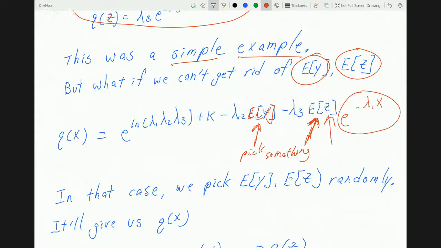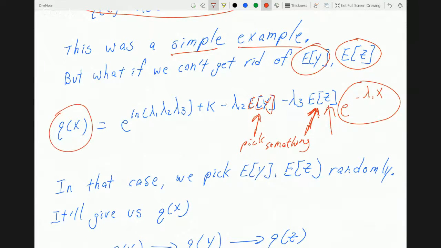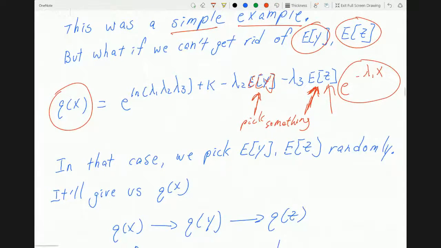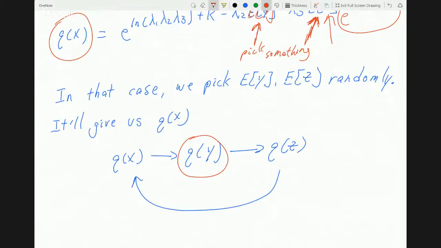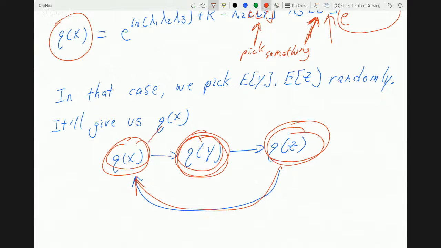So once you pick something, you will end up getting q of x. Then you use q of x to go and solve q of y. And if there's something you don't know, you just pick something again. And you use q of x and q of y to get q of z. And now you have three of them. You go back using what you calculated and calculate q of x again. And this time, the result you get will be closer. And then you use whatever you calculate here to calculate q of y. And then you use that to calculate q of z.